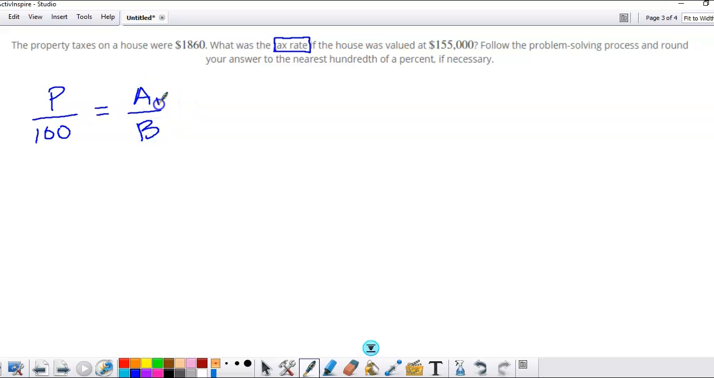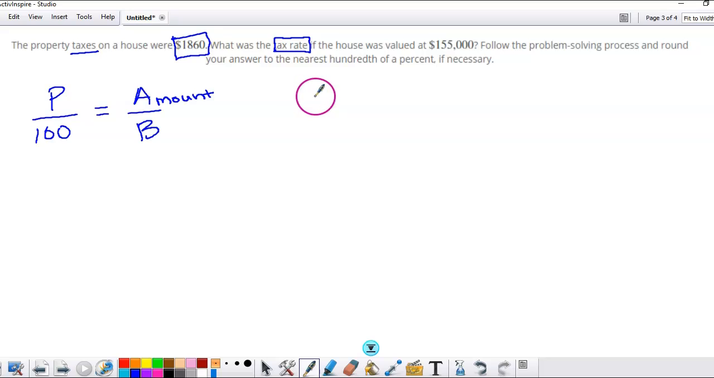A stands for the amount. So percent is the percent you take of a price or an original value. And the amount is the answer you get when you take that percent. So the amount in this case, we're talking about tax rate. The amount would be the actual tax charged. So our amount is $1,860.